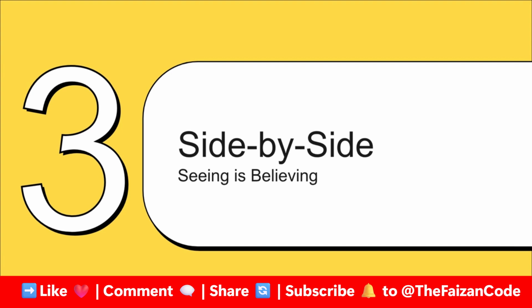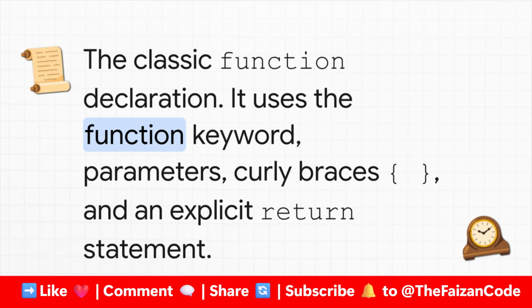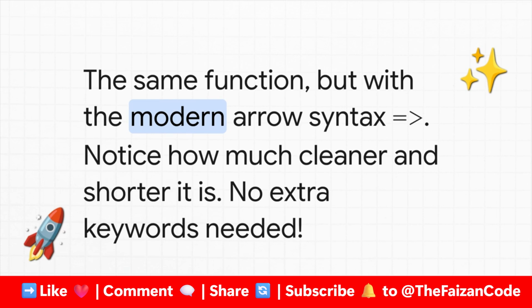Okay, that's enough theory. The absolute best way to get this is to just see it in action. So let's do a side-by-side comparison. I promise you, this is where it's all going to click. First up, the classic, the original, the traditional function declaration. We all know it, we've all written it 1,000 times, it's predictable, and you know what? It works just fine. And now, here is the exact same piece of logic, but written with the modern arrow syntax. Just look at the difference.